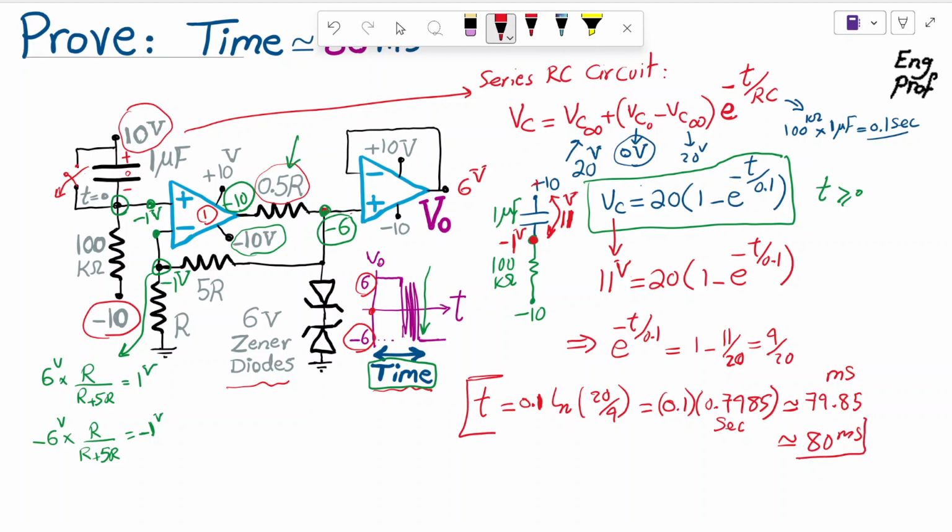Okay, so I hope that this example is helpful in terms of being able to analyze the impact of a transient situation in the case of an RC circuit combined with ideal op amps when we have a transition in the circuit.